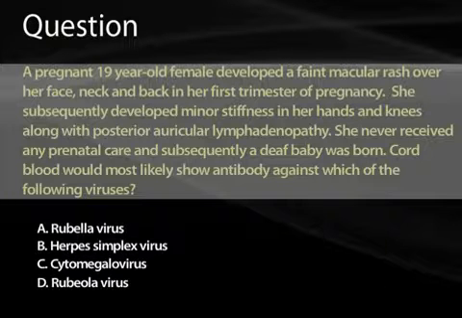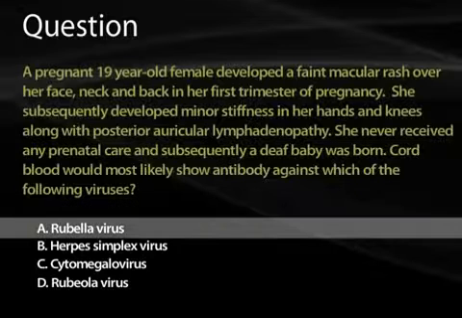She subsequently developed minor stiffness in her hands and knees, along with posterior auricular lymphadenopathy. She never received any prenatal care, and subsequently a deaf baby was born. Cord blood would most likely show antibody against which of the following viruses? So this is similar to the previous ones. We have somebody with a rash over the face, neck, and back. They have minor stiffness, and they have posterior auricular lymphadenopathy and a deaf baby. This is rubella, and it's a very sad story.